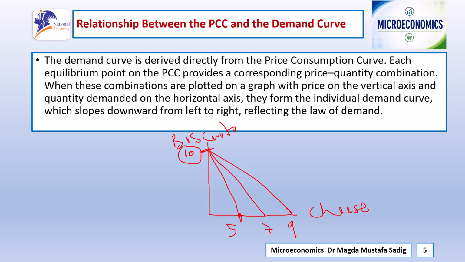If we join these equilibrium points, we obtain the price consumption curve. Now here's the key idea. Each equilibrium point tells us two things: the price of cheese and the quantity of cheese purchased. If we transfer these price and quantity combinations to another graph with price on the vertical axis and quantity on the horizontal axis, we obtain the individual demand curve for cheese.